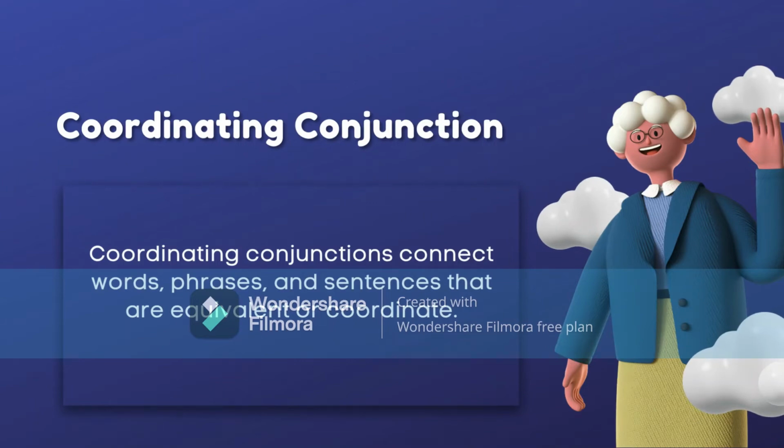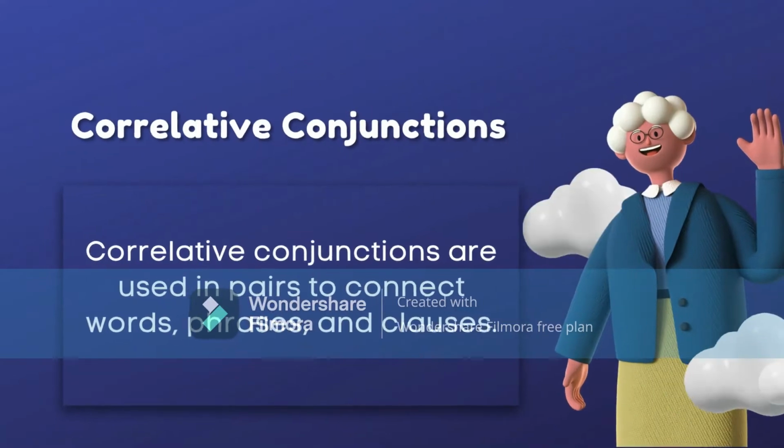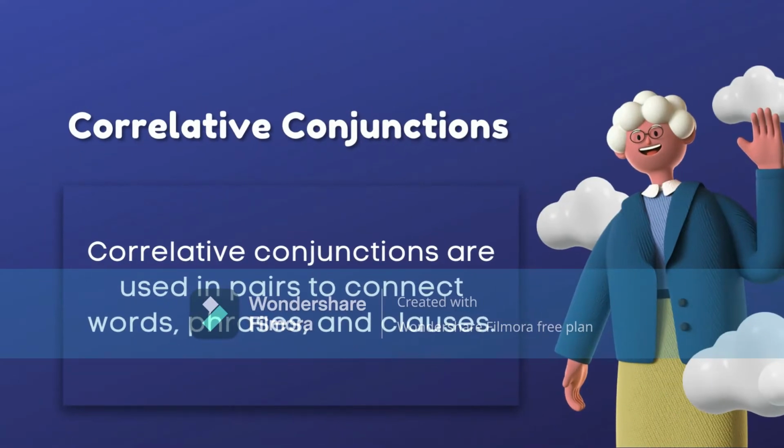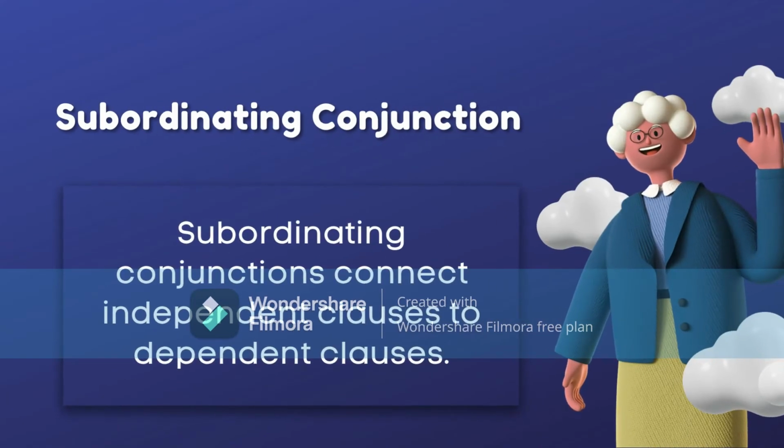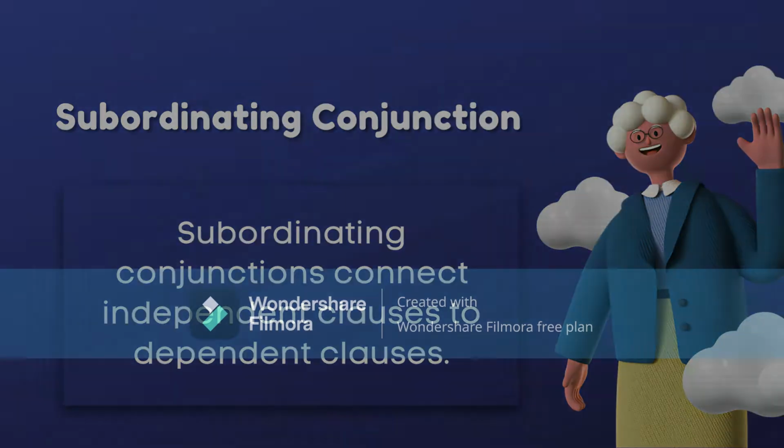When we say coordinating conjunction, it is a conjunction that connects words, phrases, and sentences that are equivalent or coordinate. That is why it is called coordinating conjunction. And when we say correlative conjunction, it is a conjunction that is used in pairs to connect words, phrases, and clauses. And lastly, when we say subordinating conjunction, it is a conjunction that connects independent clauses to dependent clauses.